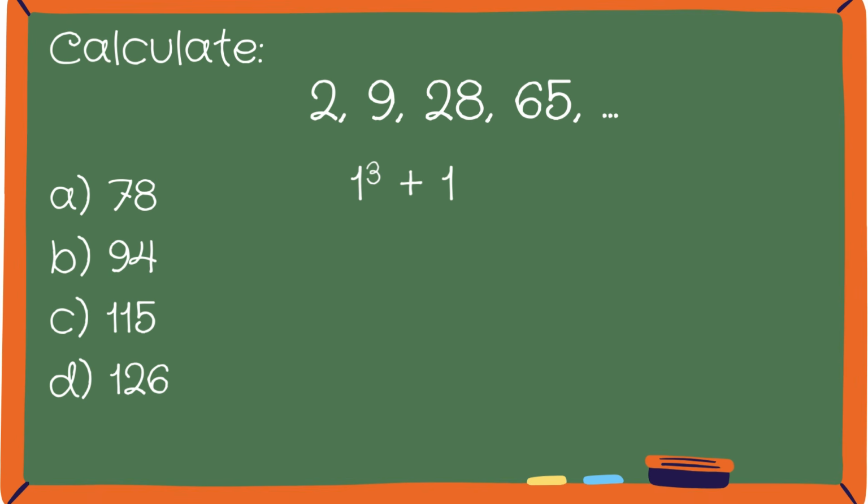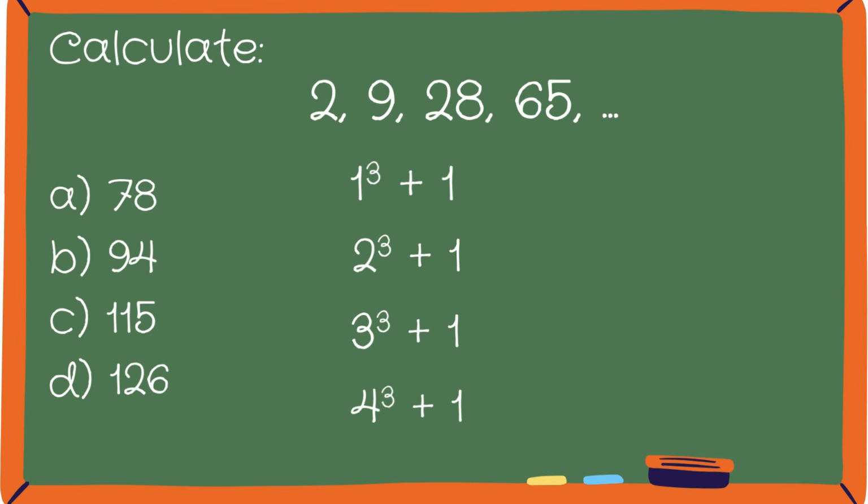Perfect. 9, is it true or not that 9 is 2 cubed plus 1? Yes, because 2 times 2 is 4, times 2, 8. Plus 1, 9. 28, is it true or not that it is 3 cubed plus 1? Because 3 cubed is 27, and 27 plus 1 is 28. So I'm achieving the formation rule. I'm achieving it. 65 will be 4 cubed plus 1, because 4 cubed is 64 plus 1, 65.